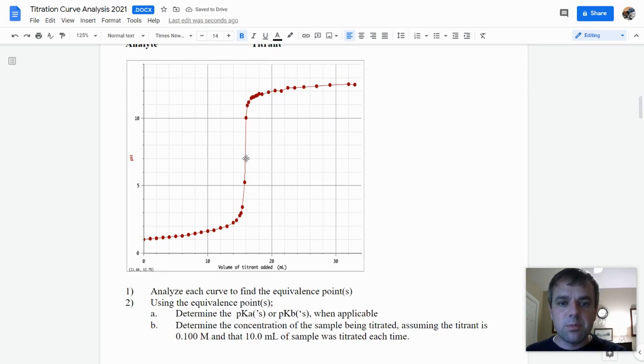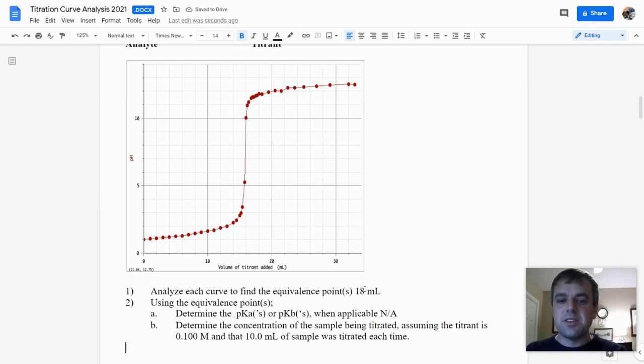The equivalence point looks like it happens right there at a pH of 7. That's another clue that this is a strong acid, strong base titration. And so the equivalence point occurs at what appears to be 18 milliliters. Now, since this is a strong acid, strong base titration, pKa's and pKb's are not applicable.